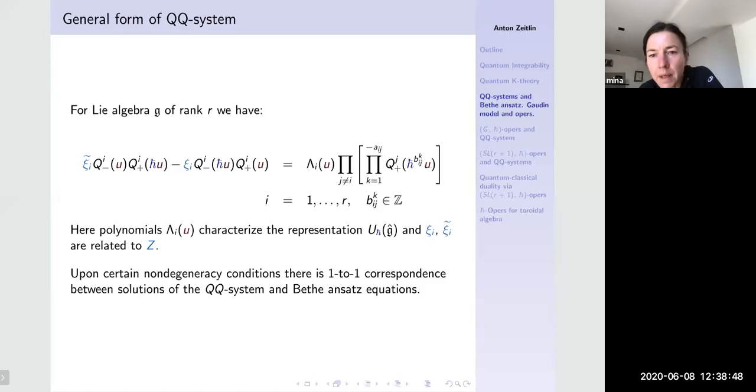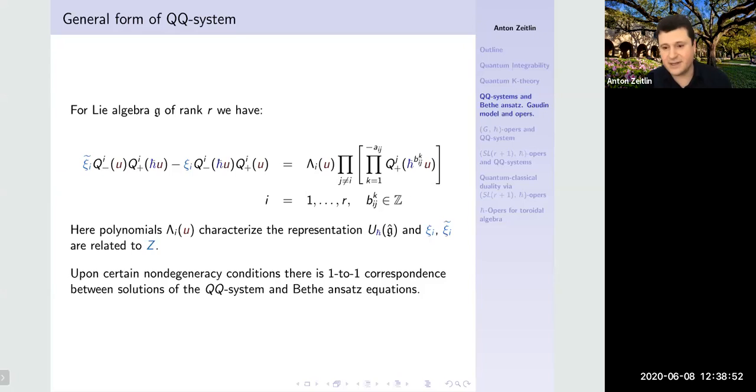Okay. And how about the A_ij? This is the Cartan matrix.